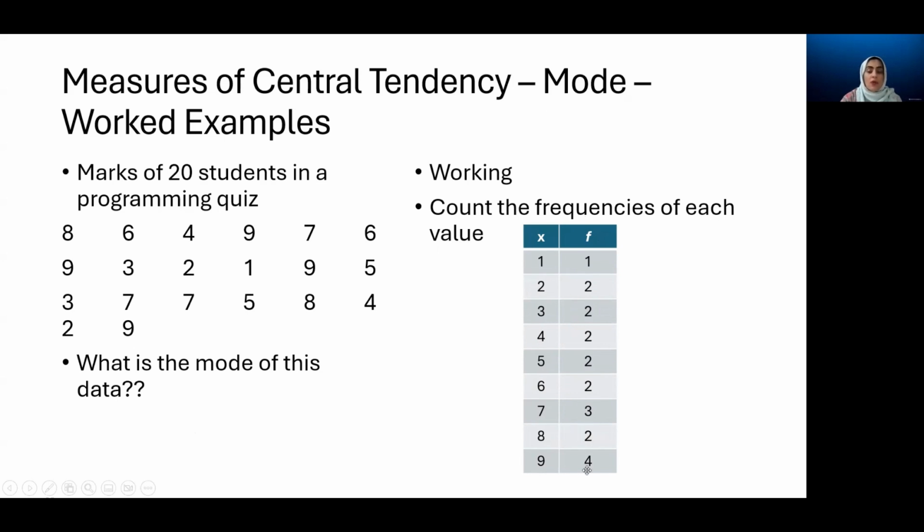And after listing all the frequencies of each of these values, we got to know that 9 appeared the most. It's repeated the most, 4 times. So the mode of this data set is 9.